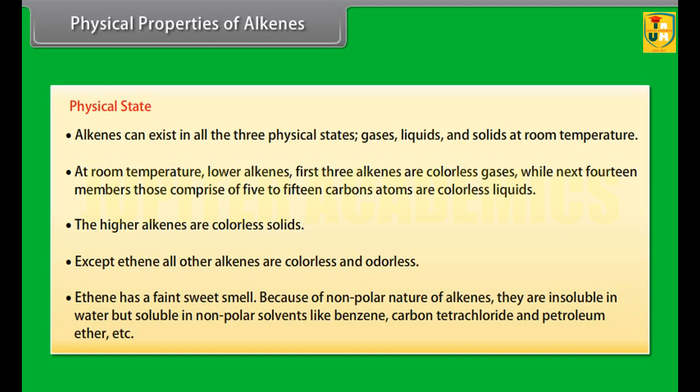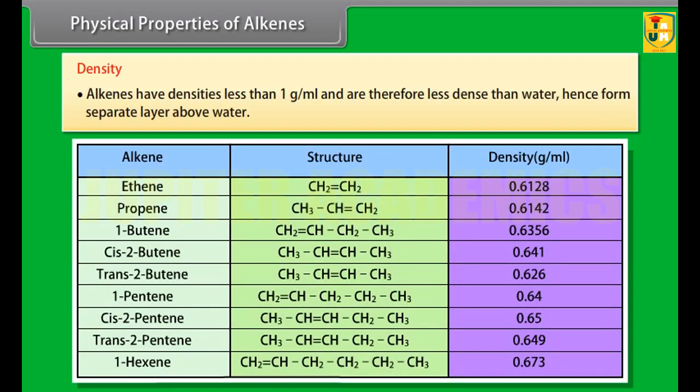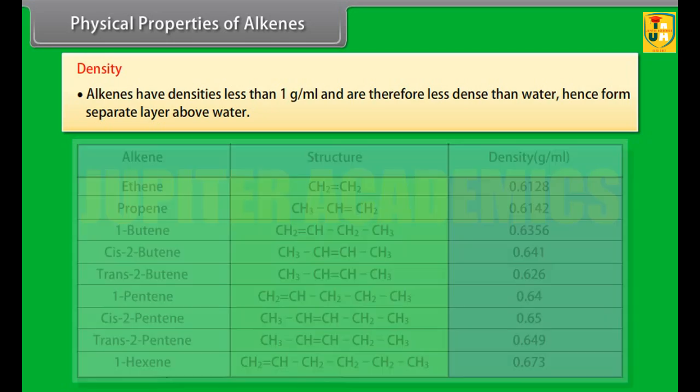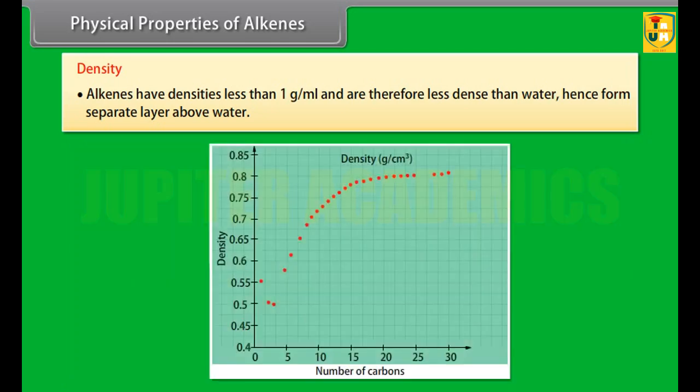Because of the non-polar nature of alkenes, they are insoluble in water, but soluble in non-polar solvents like benzene, carbon tetrachloride and petroleum ether, etc. Density. Alkenes have densities less than 1 gram per milliliter and are therefore less dense than water, hence form a separate layer above water. As the molecular mass of alkenes increases, density increases.